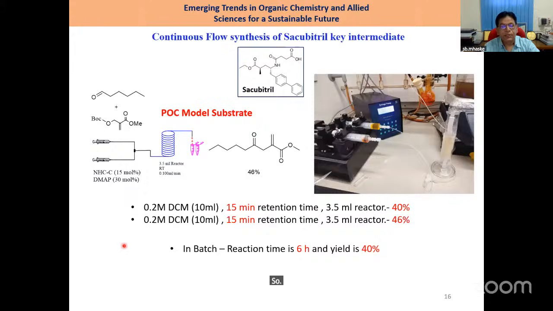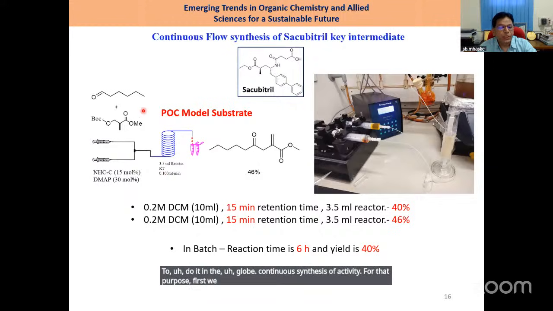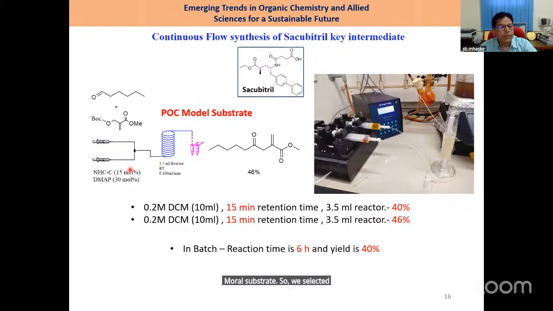So after developing that, showing that our NHC-catalyzed method works, we plan to show that it can also be useful in the continuous flow synthesis of sacubitril. For that purpose, first we wanted to show a proof of concept on a model substrate. So we selected this aldehyde and this MBH carbonate.